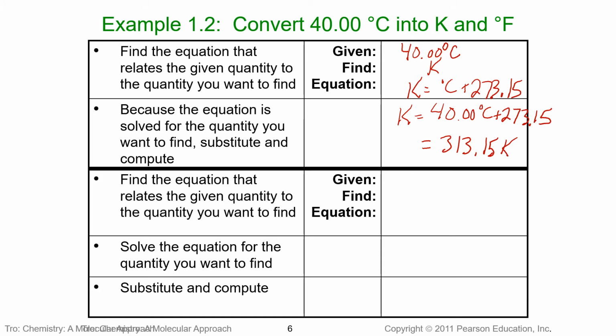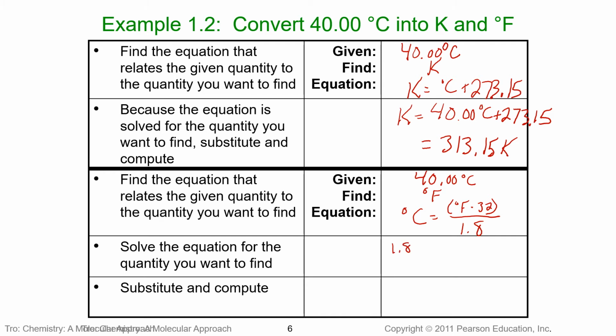Okay. Now, if we want to find 40 degrees Celsius in Fahrenheit, again, we're given our 40 degrees Celsius. We're trying to find degrees Fahrenheit, and our equation is degrees Celsius is equal to our degrees Fahrenheit minus 32 divided by 1.8. Because we're trying to solve for Fahrenheit, we need to rearrange it. To rearrange it, we have to bring the 1.8 out of the denominator.